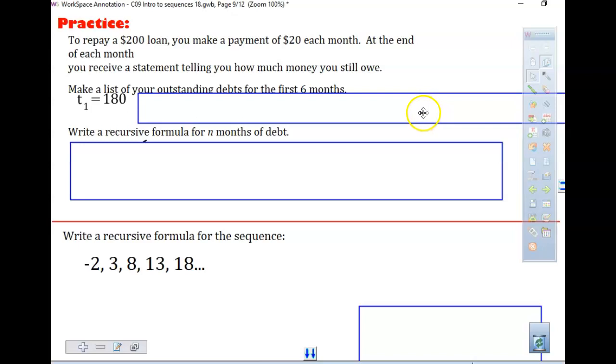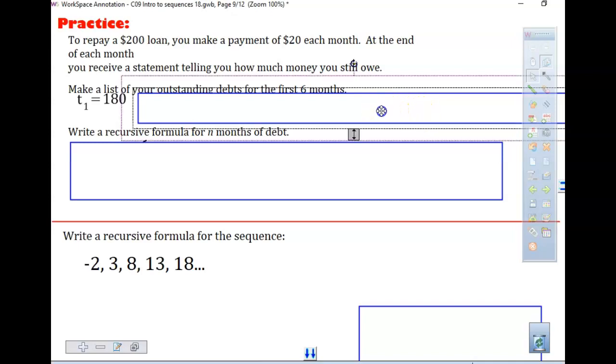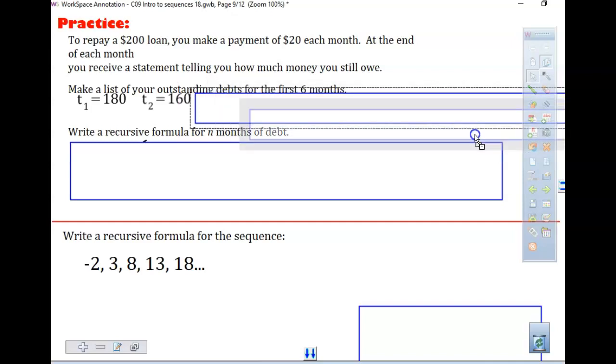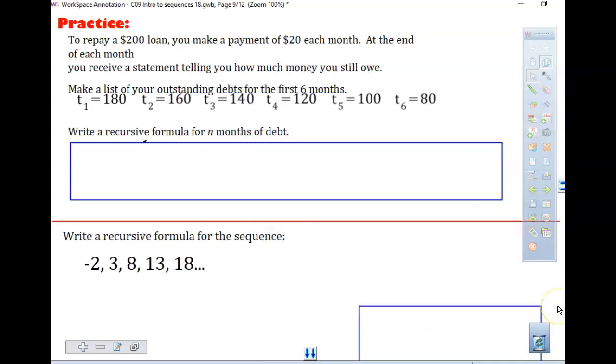Okay? What's going to be your second term? They ask us to list the first 6 months. So T sub 2 is going to be 160. Subtract 20 again, right? 140 and then 120. Does that make sense? List all 6 of them. How do we want to list them? We want to list them just as I did up here. T sub 1, T sub 2, T sub 3, T sub 5 is 100, T sub 6 is 80.